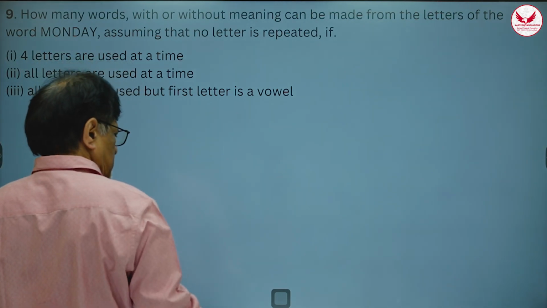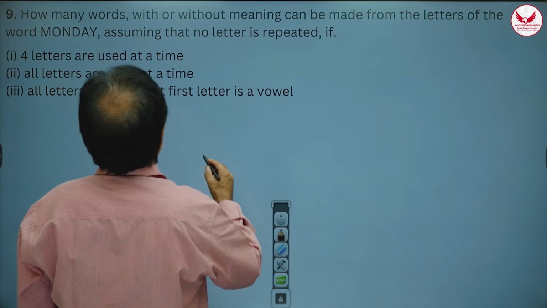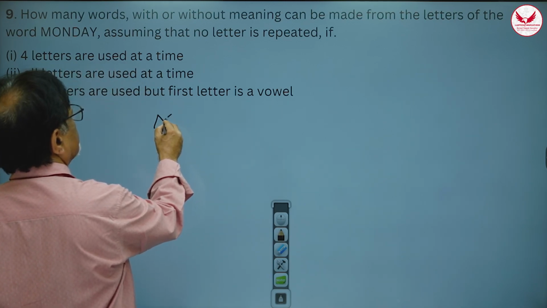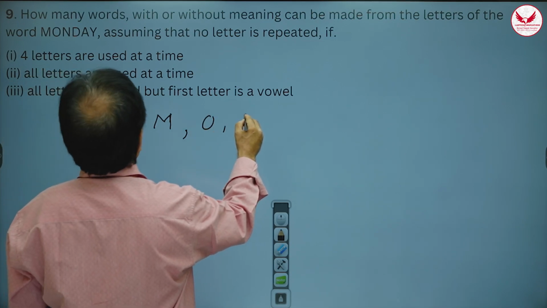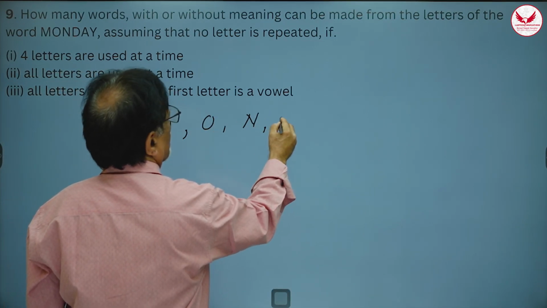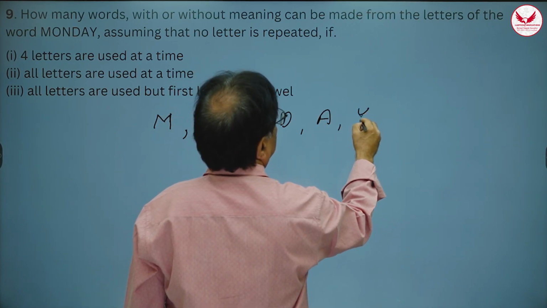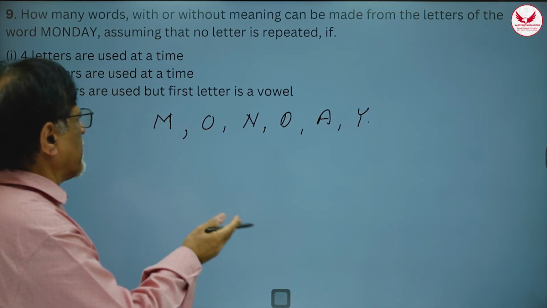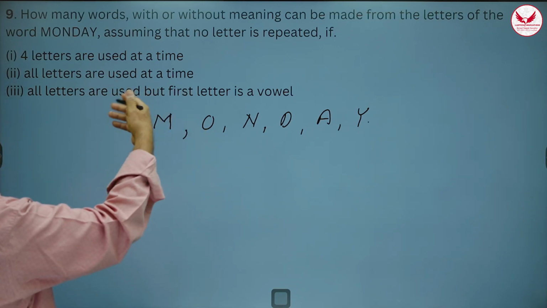So how many letters are available? Available are M, O, N, D, A, Y. For us, they are just objects, nothing else. They may be words or numbers, whatever.